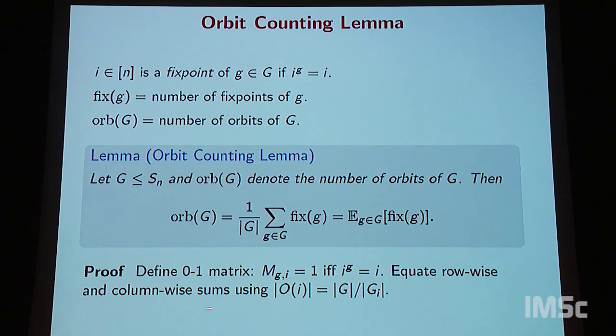So fix of g is n when g is the identity element. So since the expected value is 1 and at least one number is more than 1, I'm assuming n is at least 2 in Jordan's theorem, otherwise it's meaningless. Since the expected value is 1 and one number is more than 1, there must be one of the fix of g's which is 0, clearly. That's all that it says.